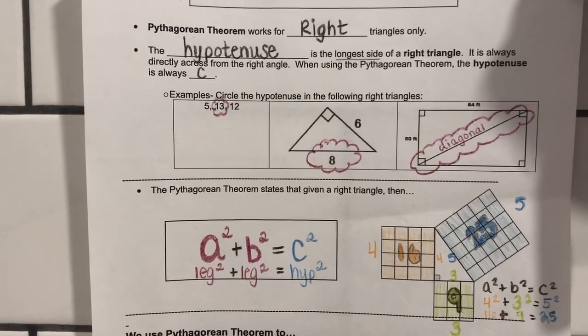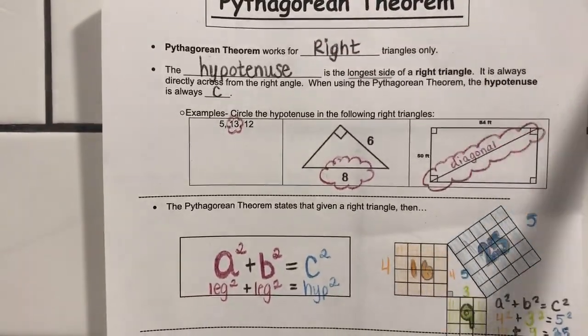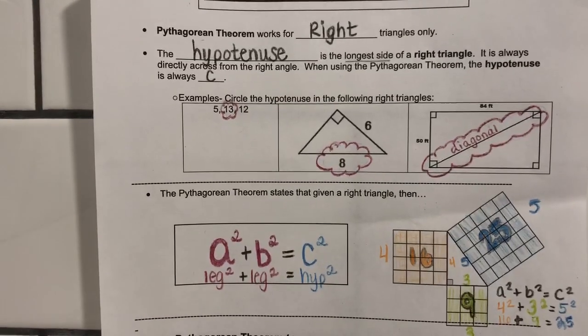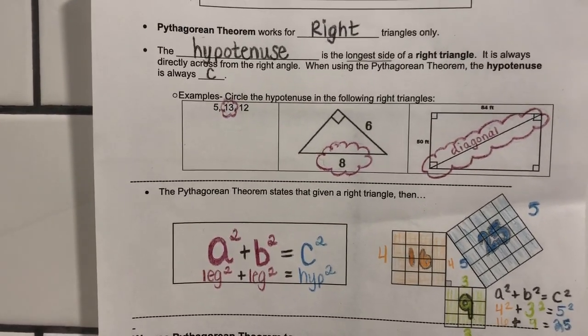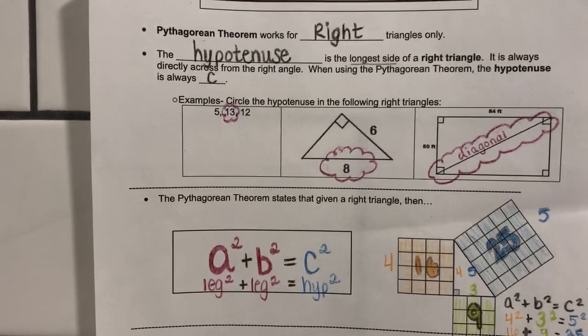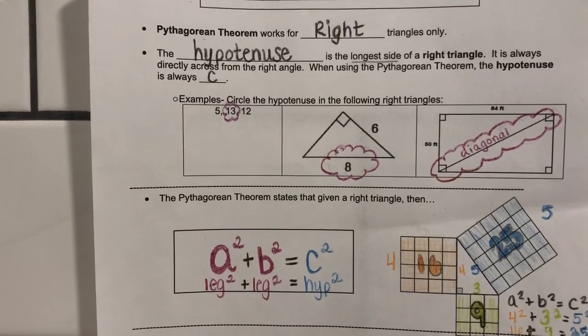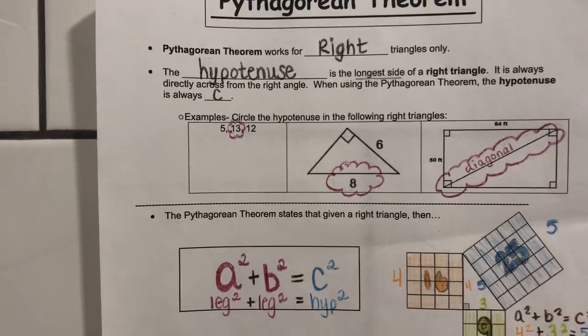of a right triangle. And a new word we have here is hypotenuse, and the hypotenuse is the longest side of a right triangle. It's always directly across from the right angle, which we'll get to in a minute. And when using the Pythagorean theorem, the hypotenuse is always C in the formula. Always, always, always C is the hypotenuse.